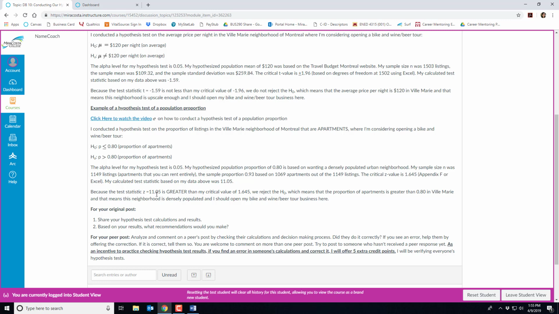Based on our test statistic of 11.05, since it's greater than my critical value of 1.645, we will reject the null, which means that our proportion of apartments is greater than 0.8 or 80% in Villa Marie. And that means my neighborhood is densely populated and would be a good location for my bike and wine tour business, because that means there'll be a lot of people passing by my business.